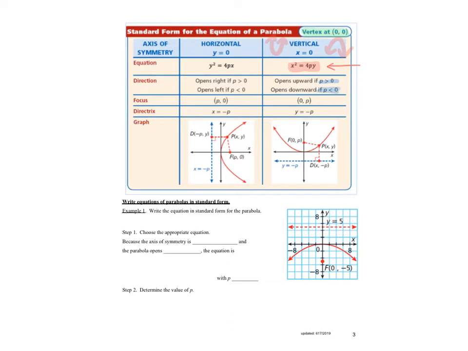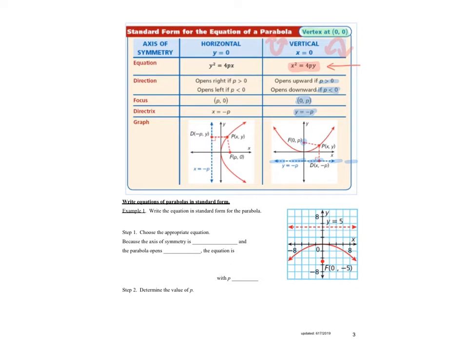Okay. Now it turns out our focus for a vertical parabola will be at 0, p, and the directrix will be the line y equals negative p. So for a vertical parabola, we should expect that directrix to be a horizontal line, so we get y equals negative p. Similarly, we're expecting the focus to be on our axis of symmetry, so we're expecting that to be on the y-axis.